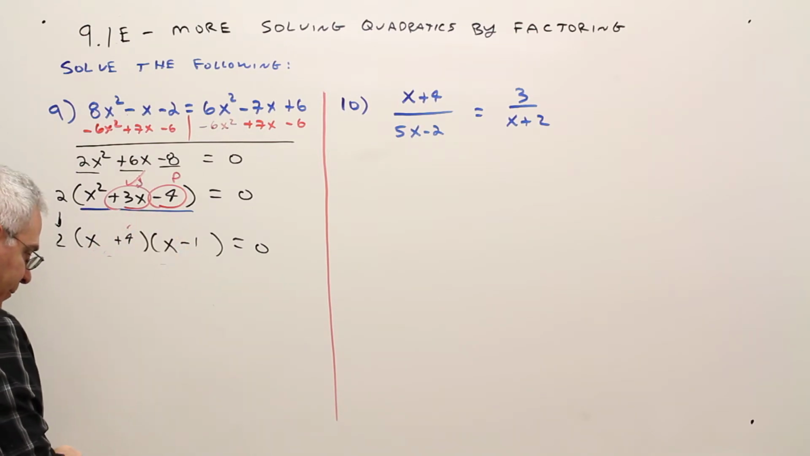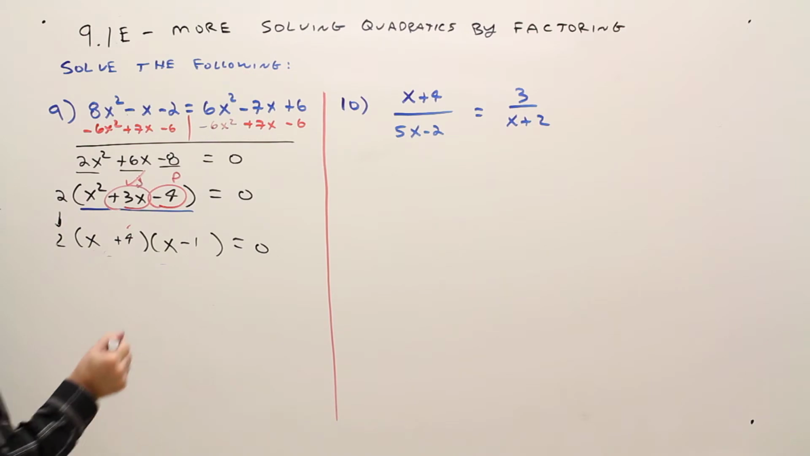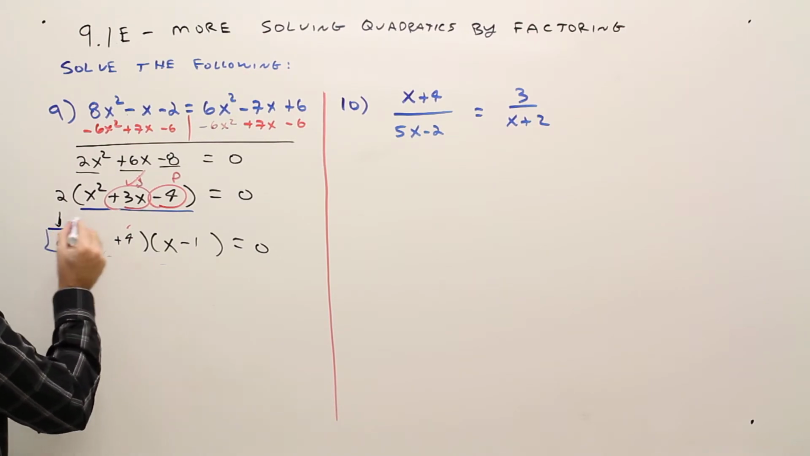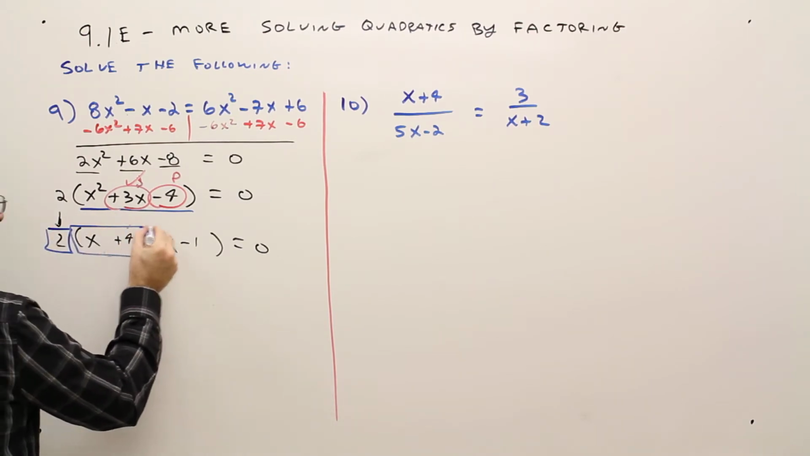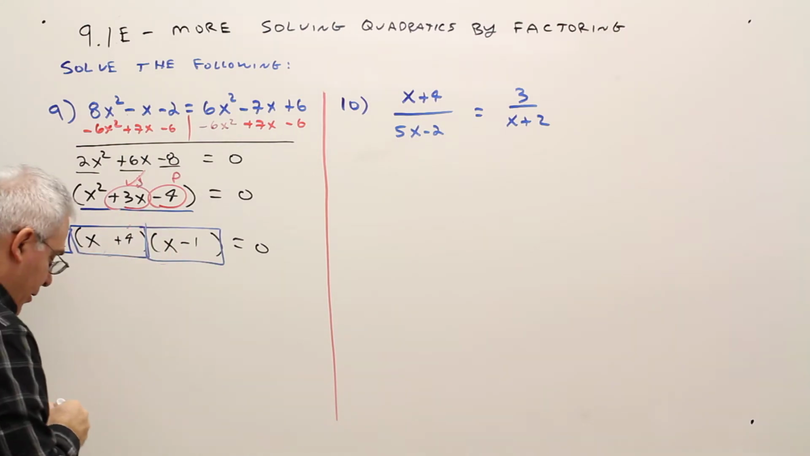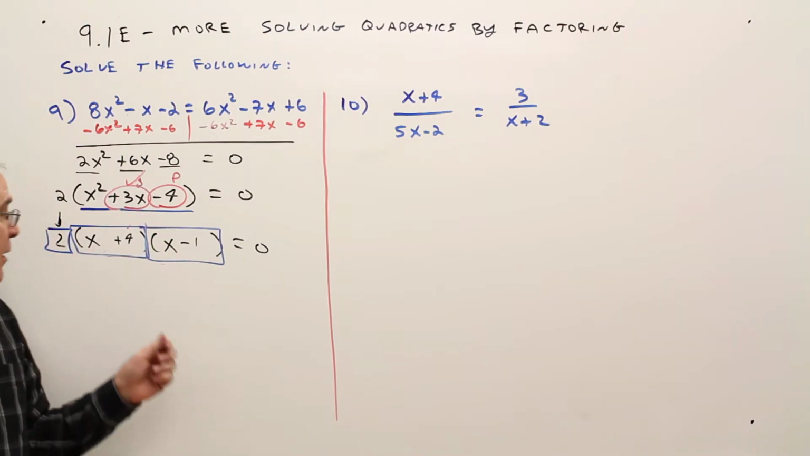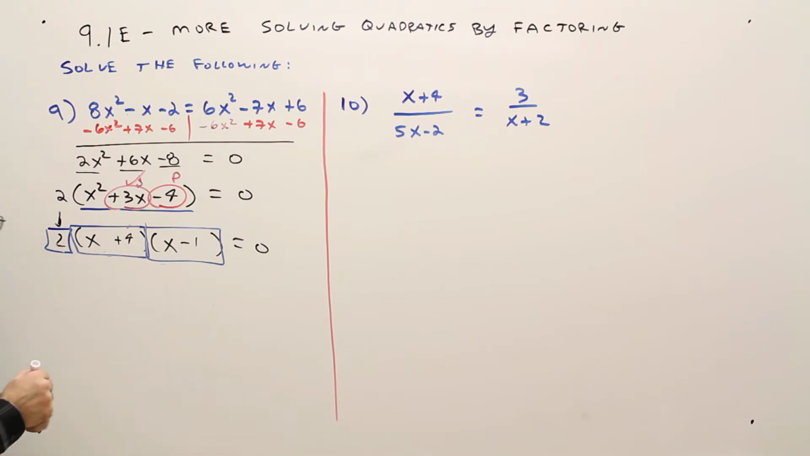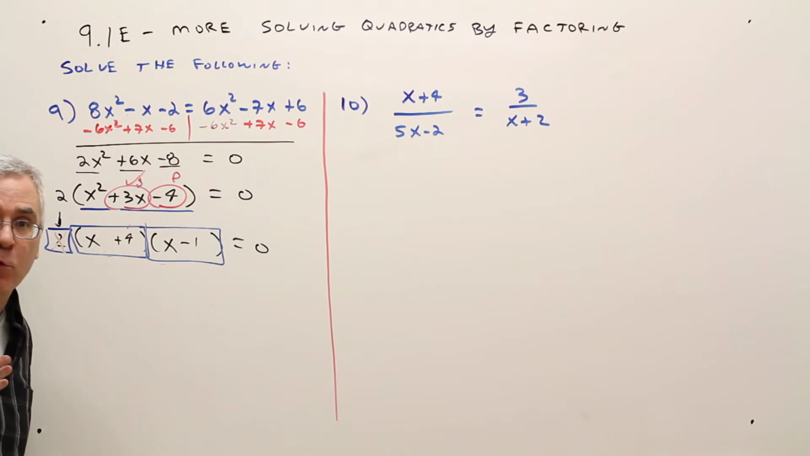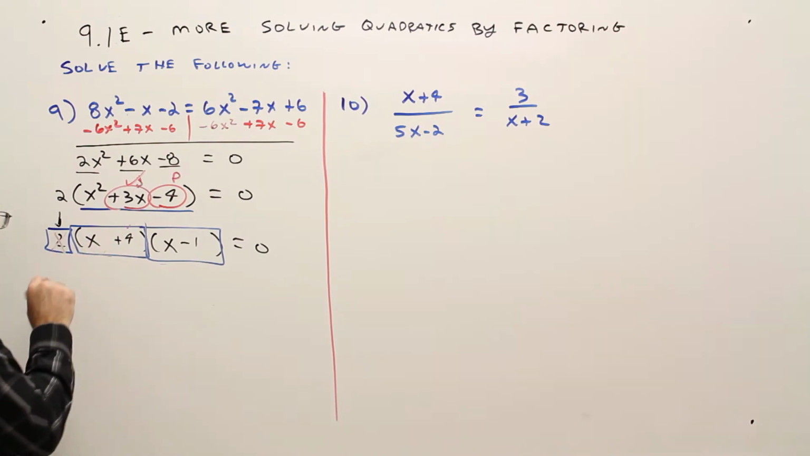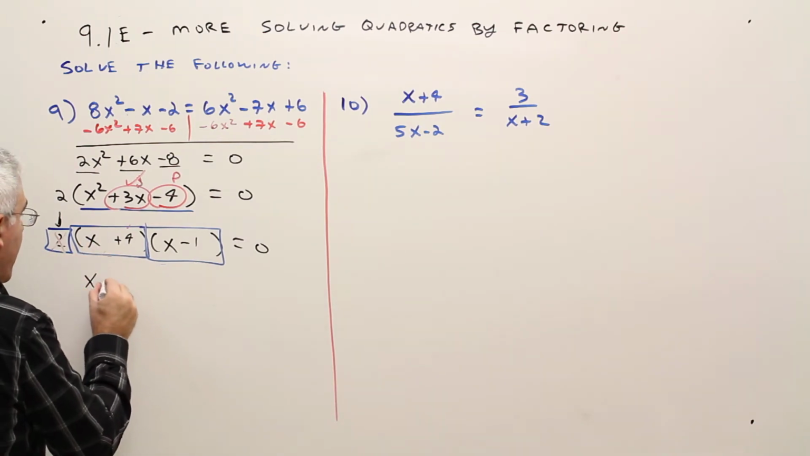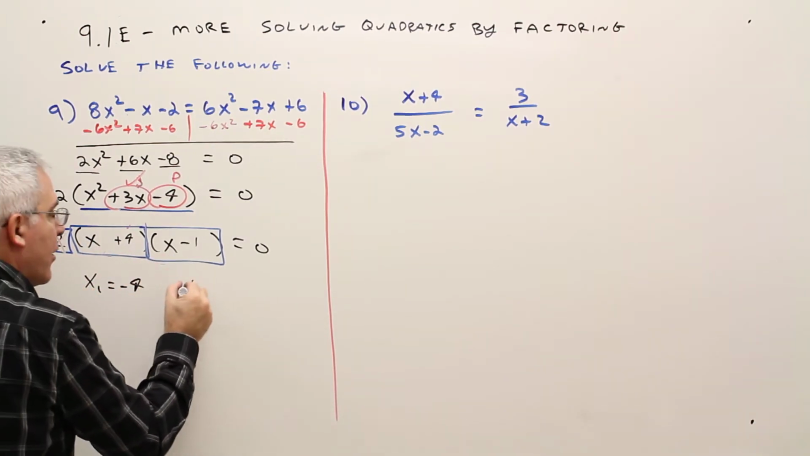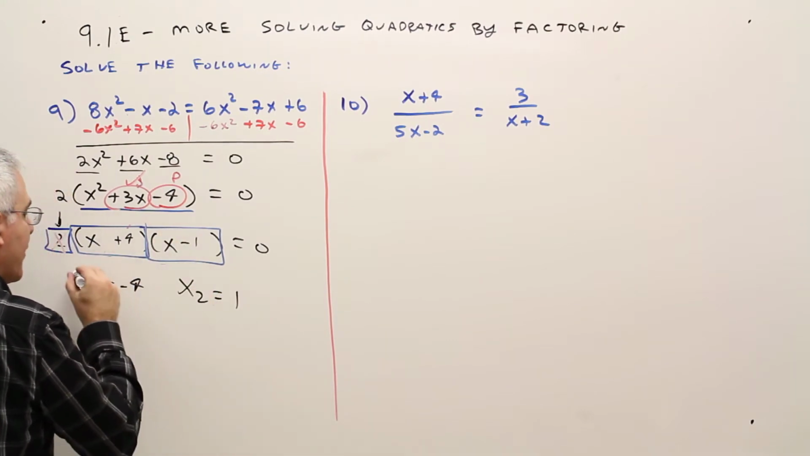What I'm going to do now is chunk all the factors. So I've got a chunk here, a chunk here, and a chunk here. Now, for what value of x will 2 be 0? There is no such. So basically, we can cancel that one out as far as the solutions are concerned. I could do this one in my head. For what value of x makes that chunk be 0? Well, x sub 1 is negative 4. Over here, x sub 2 is positive 1.